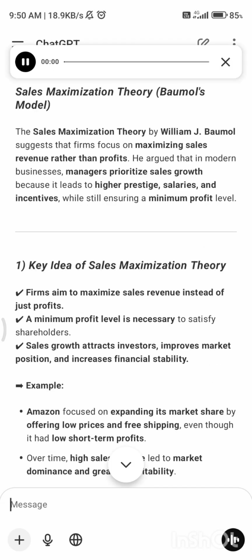Sales maximization theory, Baumol's model. The sales maximization theory by William J. Baumol suggests that firms focus on maximizing sales revenue rather than profits. He argued that in modern businesses, managers prioritize sales growth because it leads to higher prestige, salaries, and incentives, while still ensuring a minimum profit level.